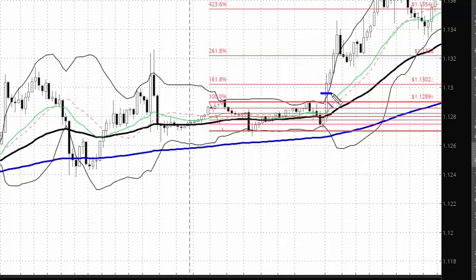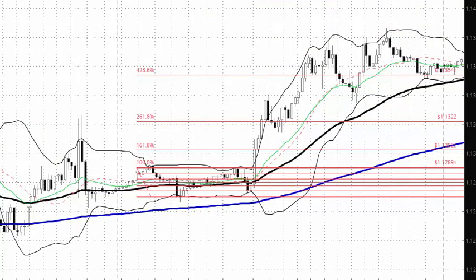So, in our case, we had entered here and we put a stop right in here. Maybe it was a little less than that. And it was 10 pips. So we needed 30. This wasn't quite 30 here. It's more like here, which is kind of ironic. But we went ahead and went for the 423.6 and we exited here. Okay.